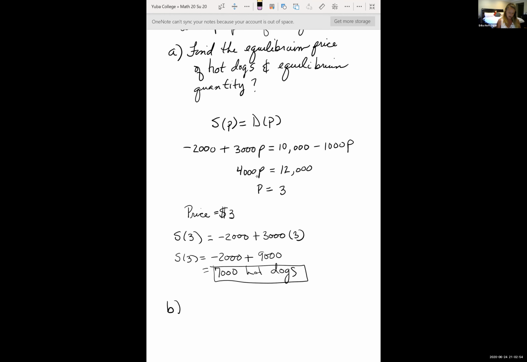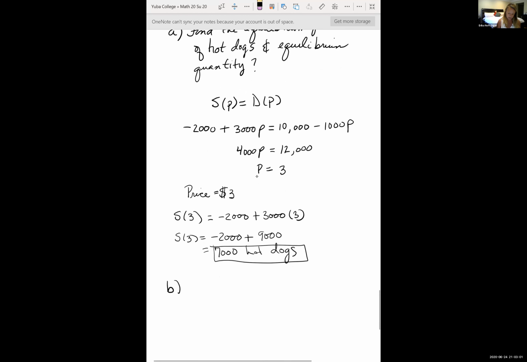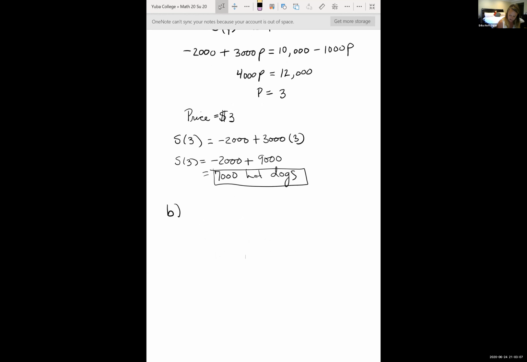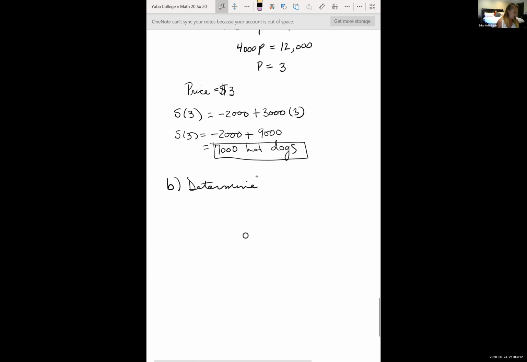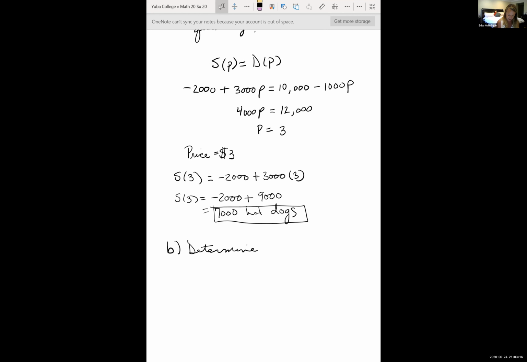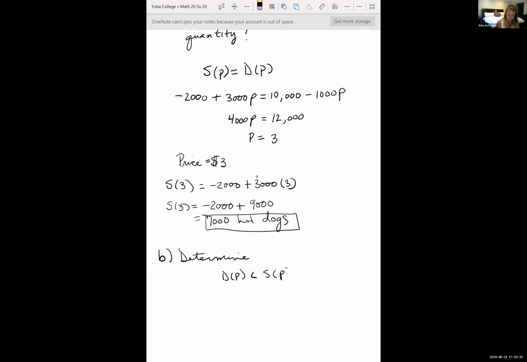So the next part of that question says, determine the prices for which the quantity demanded is less than the quantity supplied. So determine when the quantity demanded, that was D of P, is less than the quantity supplied. So less than S of P.